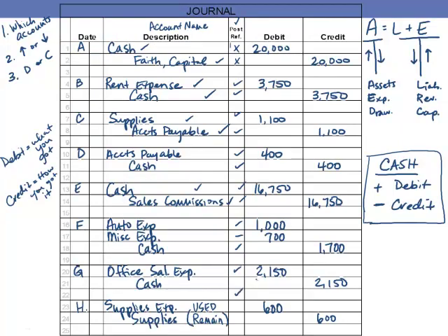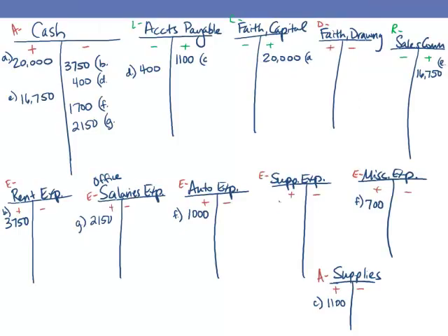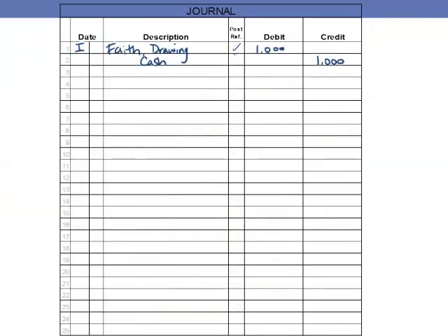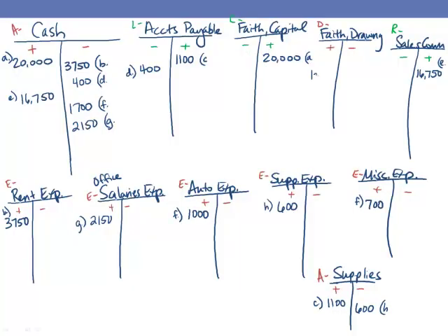All right, supplies expense and supplies for $600. Supplies expense and supplies. Okay. Check that. Whoops, put that one in the wrong spot, didn't I? Check those off. And then drawing and cash for $1,000. Let's do those real quick. Whoops. Drawing for $1,000 and cash for $1,000. Okay. So we've got them all posted.